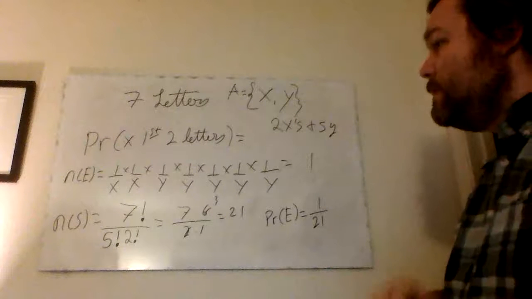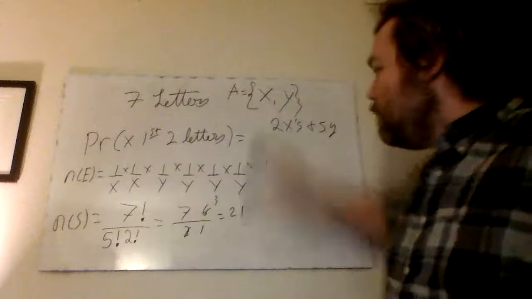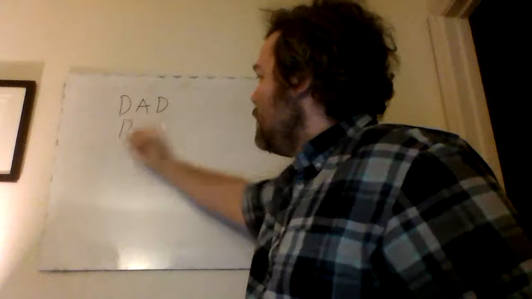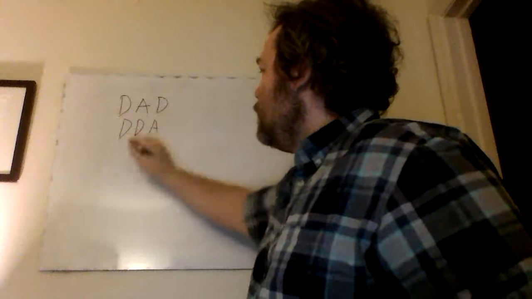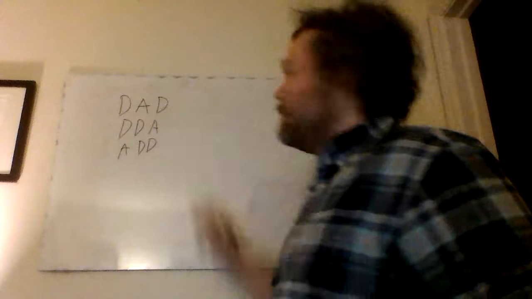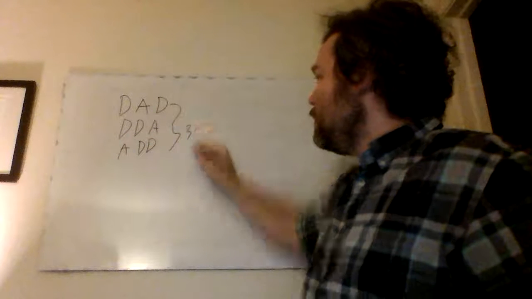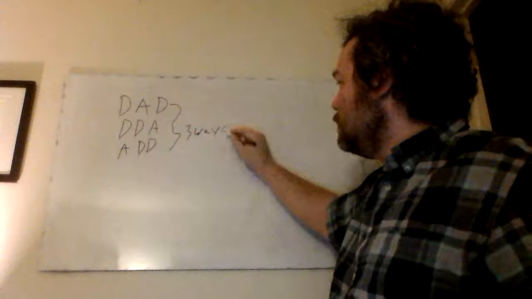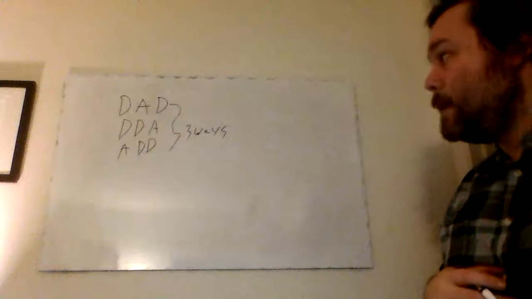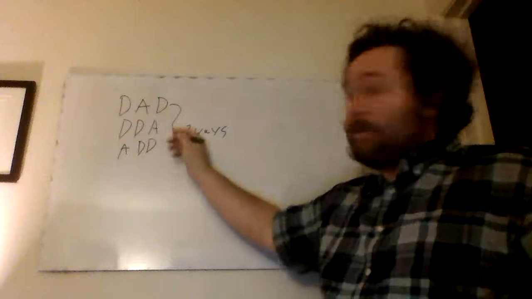In a previous video, I showed the different ways you can spell the word dad. And you can actually just count them. So how many ways can you spell the word dad? Like this, you could have D-D-A, or you could have A-D-D, right? That's just 3 ways. Right? Just 3 ways. Because we can't tell the difference between 2 different D's.